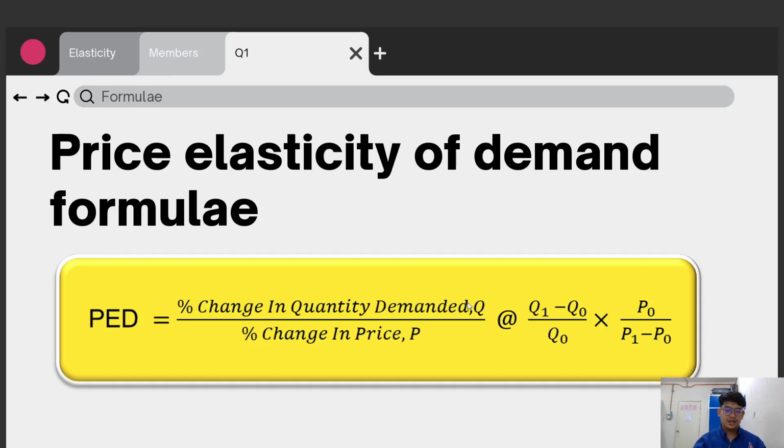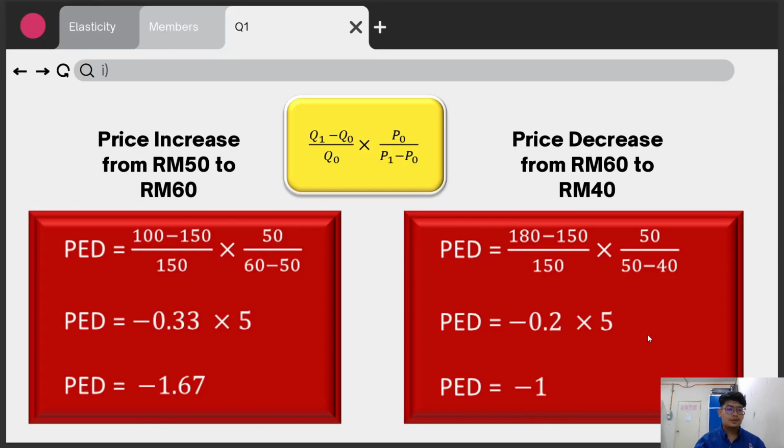Percentage change in quantity demanded divided by percentage change in price, or Q1 minus Q0 divided by Q0, times P0 divided by P1 minus P0. Next, when the price increases from 50 ringgit to 60 ringgit, we substitute our values into this formula. We get 100 minus 150 divided by 150, times 50 divided by 60 minus 50. And the final answer we get is negative 1.67.